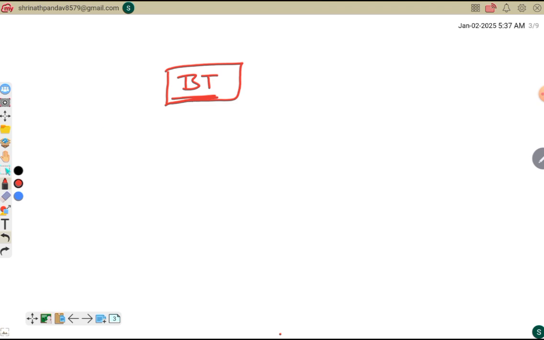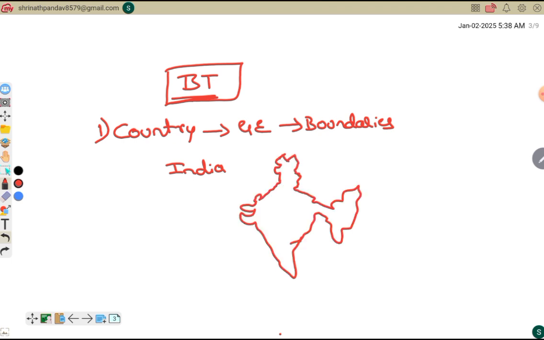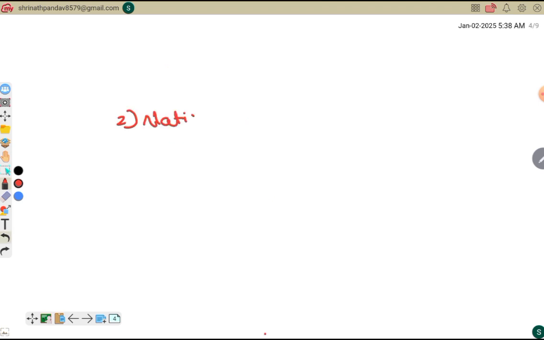First, the terminology is country. Country is merely a geographical expression. It just deals in boundaries. For example, India. If we say India is a country, just its geographical boundary, we can say it as a country. Then the second terminology is nation.